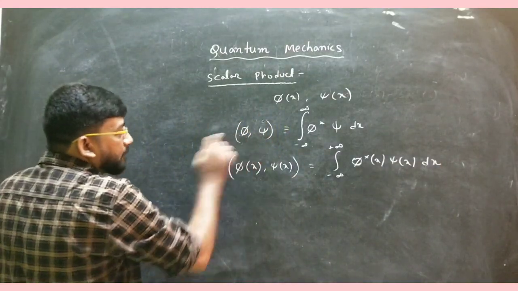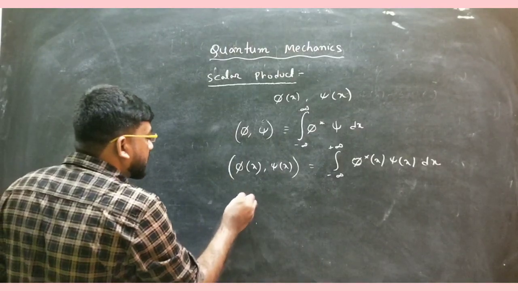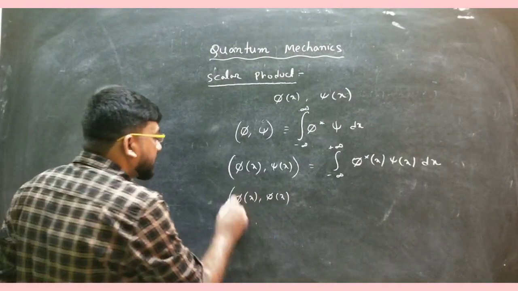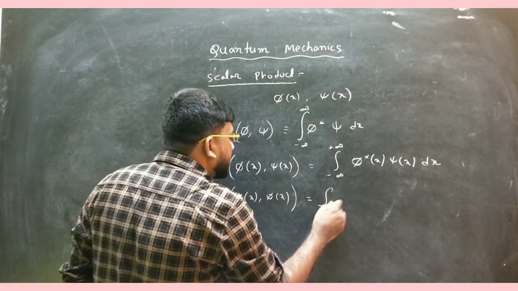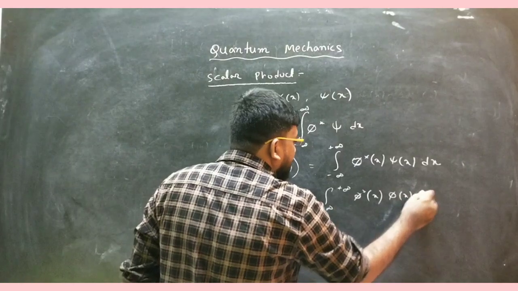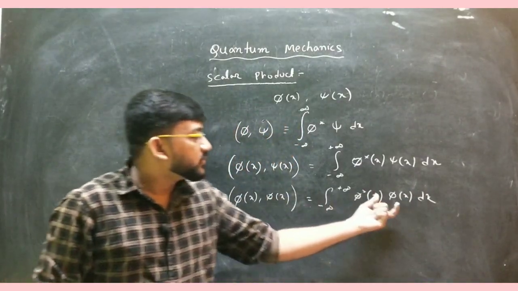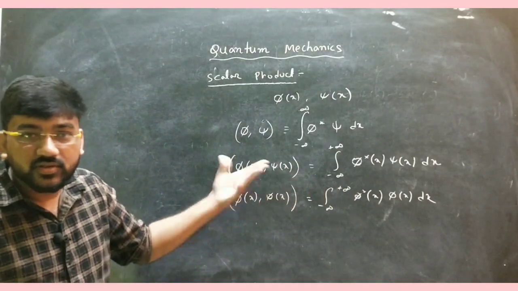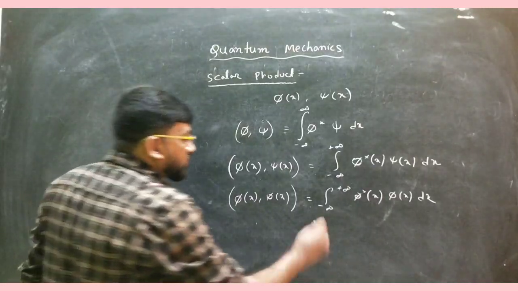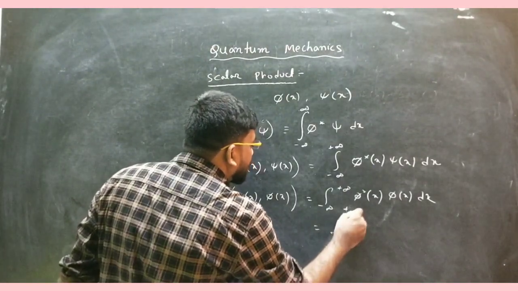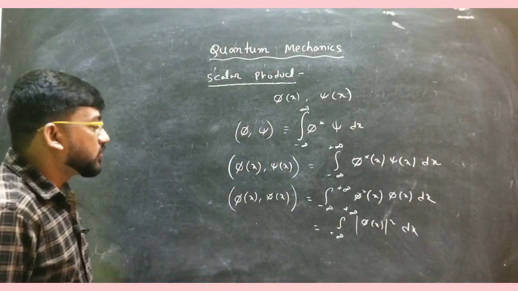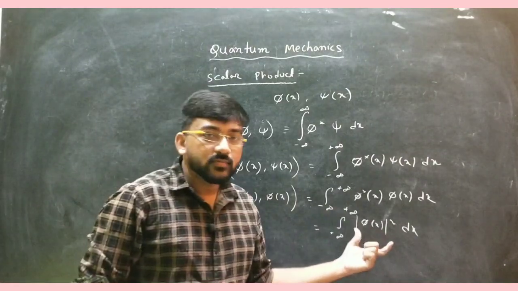But if these two are the same, suppose it is phi with phi, that means if the scalar product is phi of x with phi of x, then it will be just the integral from minus infinity to plus infinity of phi star x phi x dx. Now phi star x into phi x is mod phi x whole square. You know z star z is mod z square. You know the property of the complex conjugate. So it will be nothing but the integral from minus infinity to plus infinity of mod phi of x square dx. If these two are the same, then you will get this kind of equation.